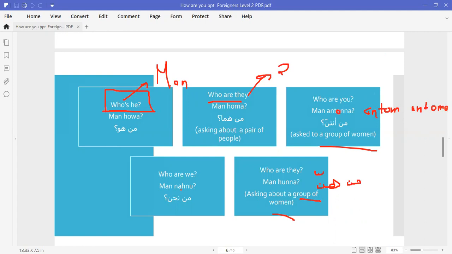So it depends on the pronoun that you are using here. So you have to memorize carefully and properly the pronouns of the first point of view, second point of view, third point of view. And you have to know that who means man. And you have to know that when you're asking a yes or no question, you have to start with hal. And you have to memorize how we reply by the three types of current status that we memorized in the dialogue. Now let's continue with other sentences.